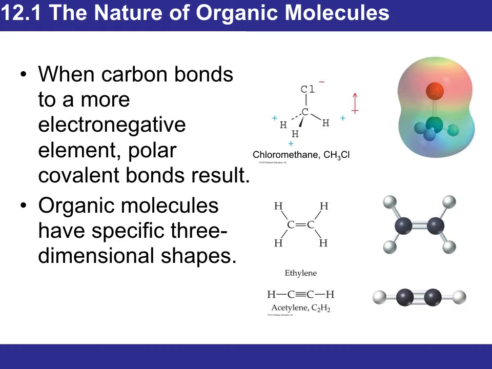Now they have specific three-dimensional shapes, and this is an example with ethylene, and you look at the shape it has. The 2 carbon atoms here are linked with 2 covalent bonds, which prevents the possible rotation. Acetylene, which has 3 covalent bonds, also prevents rotation of the molecule.